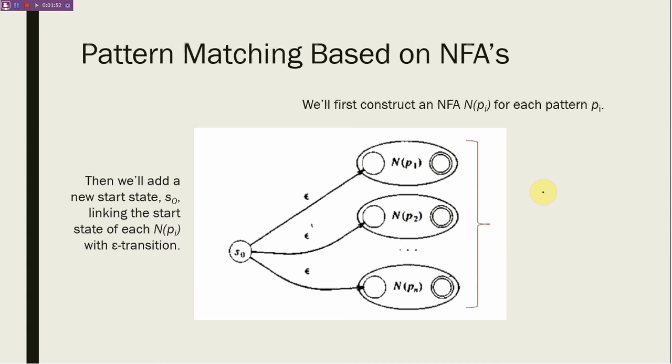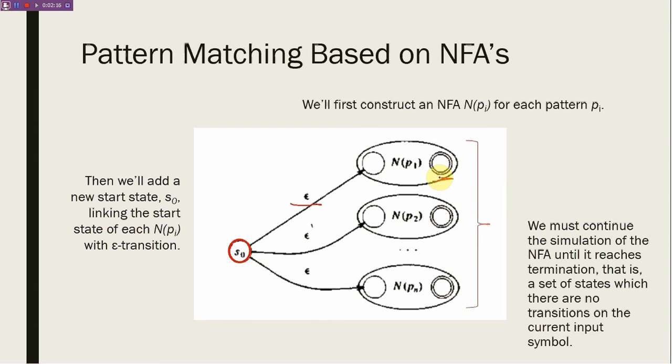Next, we'll add a new start state, S sub 0, linking the start states of each NFA machine with an empty transition. In simulating the combined NFA, we'll see that there's an accepting state for each machine. While reading the input, even if we find a set of states that contains an accepting state, to find the longest match, we must continue the simulation of the NFA until it reaches termination. That is, a set of states in which there are no transitions on the current input symbol.